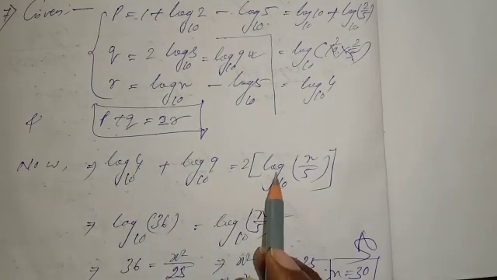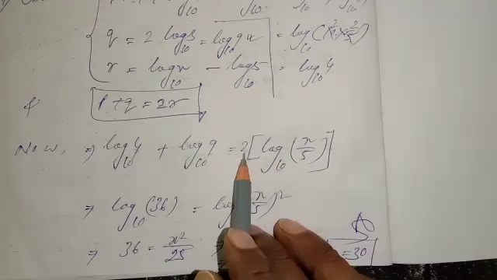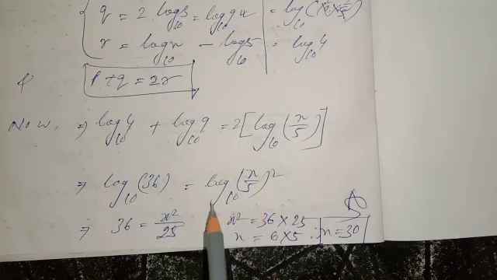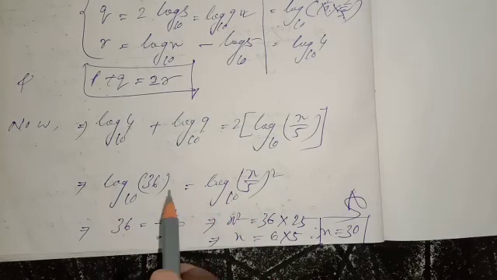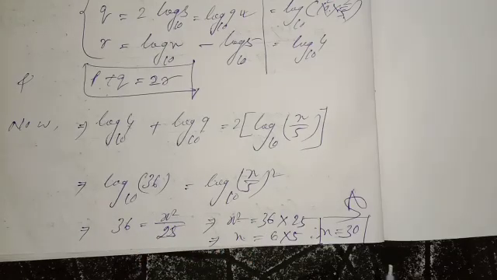But 2R is what? 2 log x by 5 base 10. The 2 will become a square as per the logarithm properties, the power law. Now comparing both sides, 36 equal to x square by 25. X square equal to 36 into 25, x equal to root of this, 30. Okay, let us go to the next number.